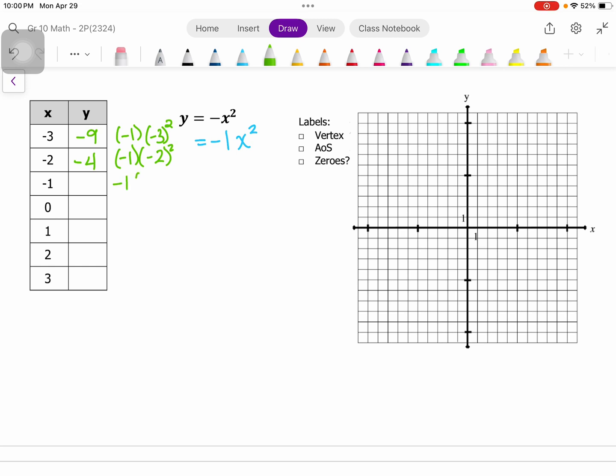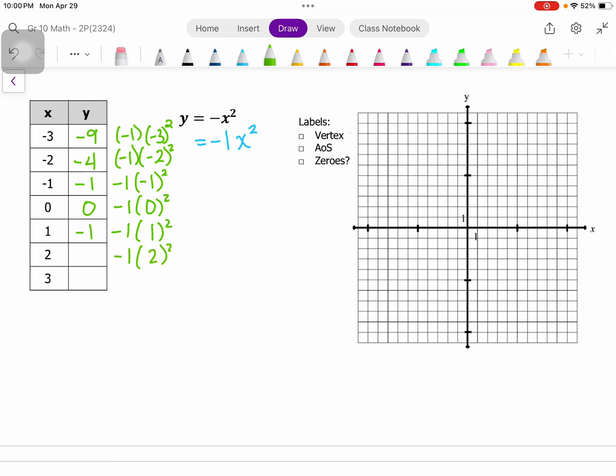And we can keep going. So -1 squared is 1, times -1. And anything times 0 is just going to be 0. So 0 squared is 0, times -1. We can still write it in though. -1 times 1 squared. 1 squared is 1, times -1.